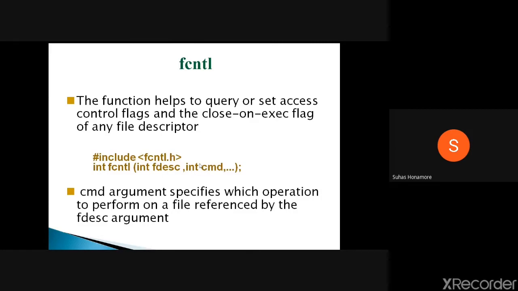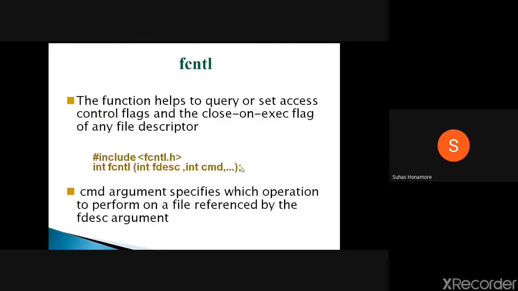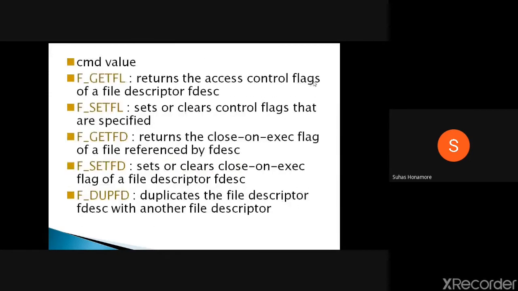Now we'll see what commands we have. Here we have five different commands. That is F_GETFL. Whenever we give this file descriptor and this command, it returns the access control flags. Whatever file related access control flags we have, it will return them. You have already studied access control flags, so it will tell you whether it is read only or write only, all those things.